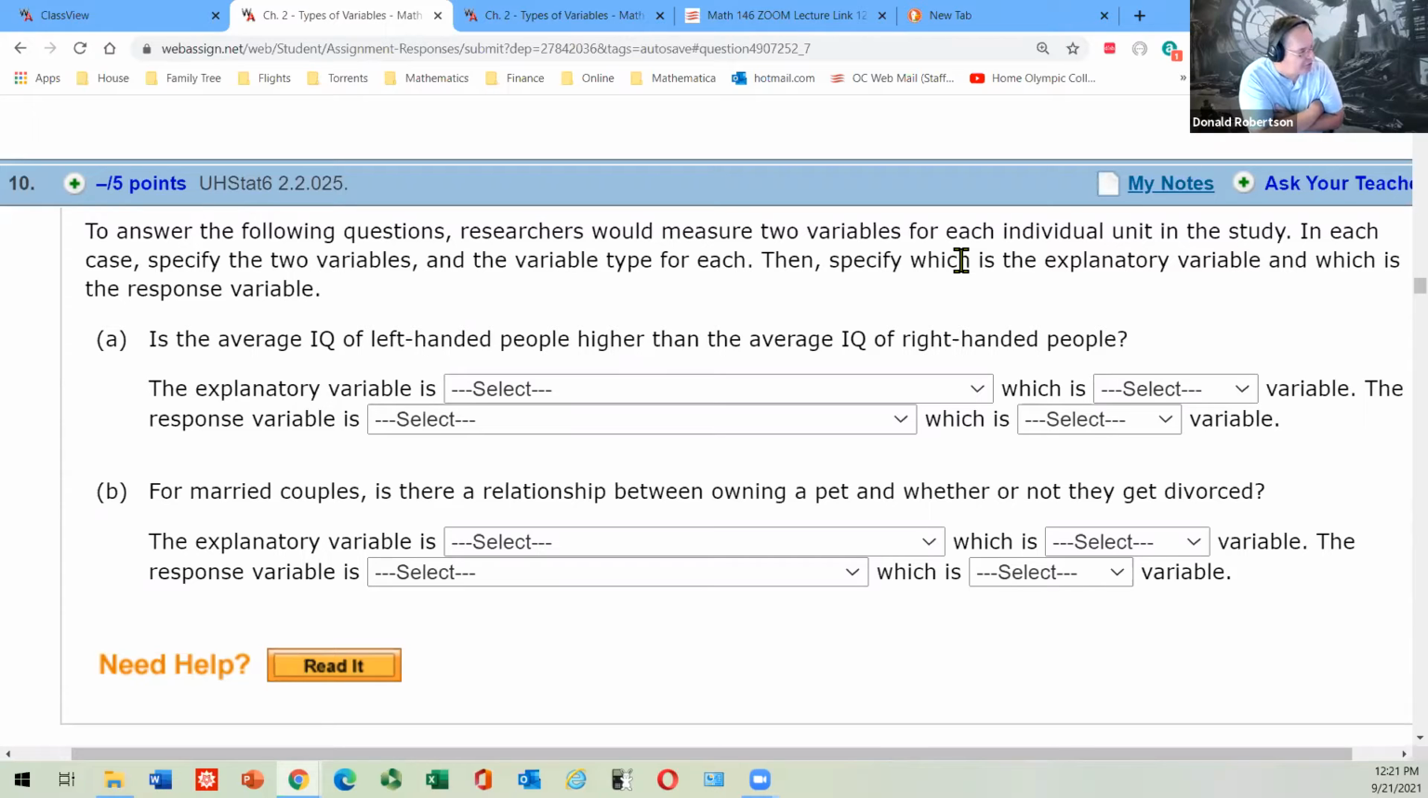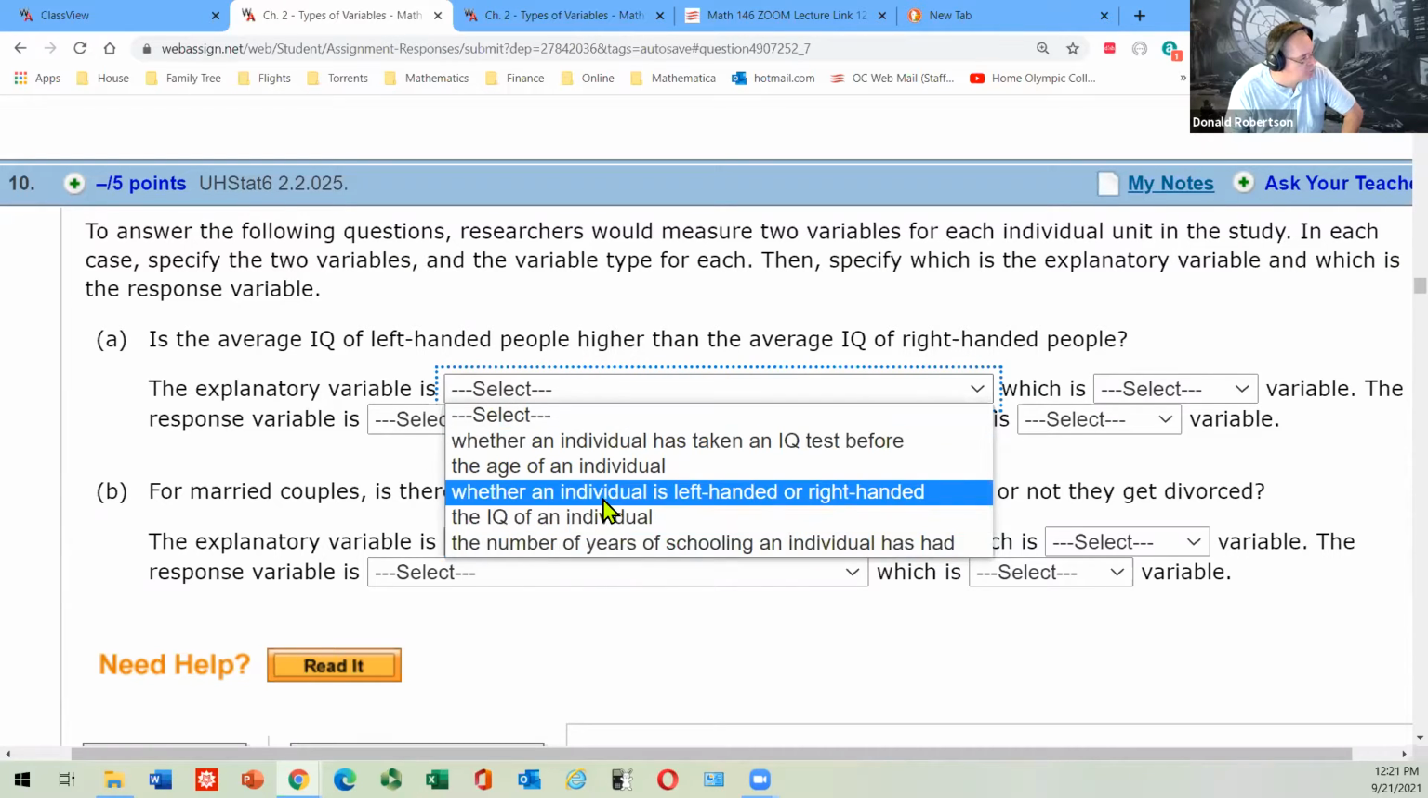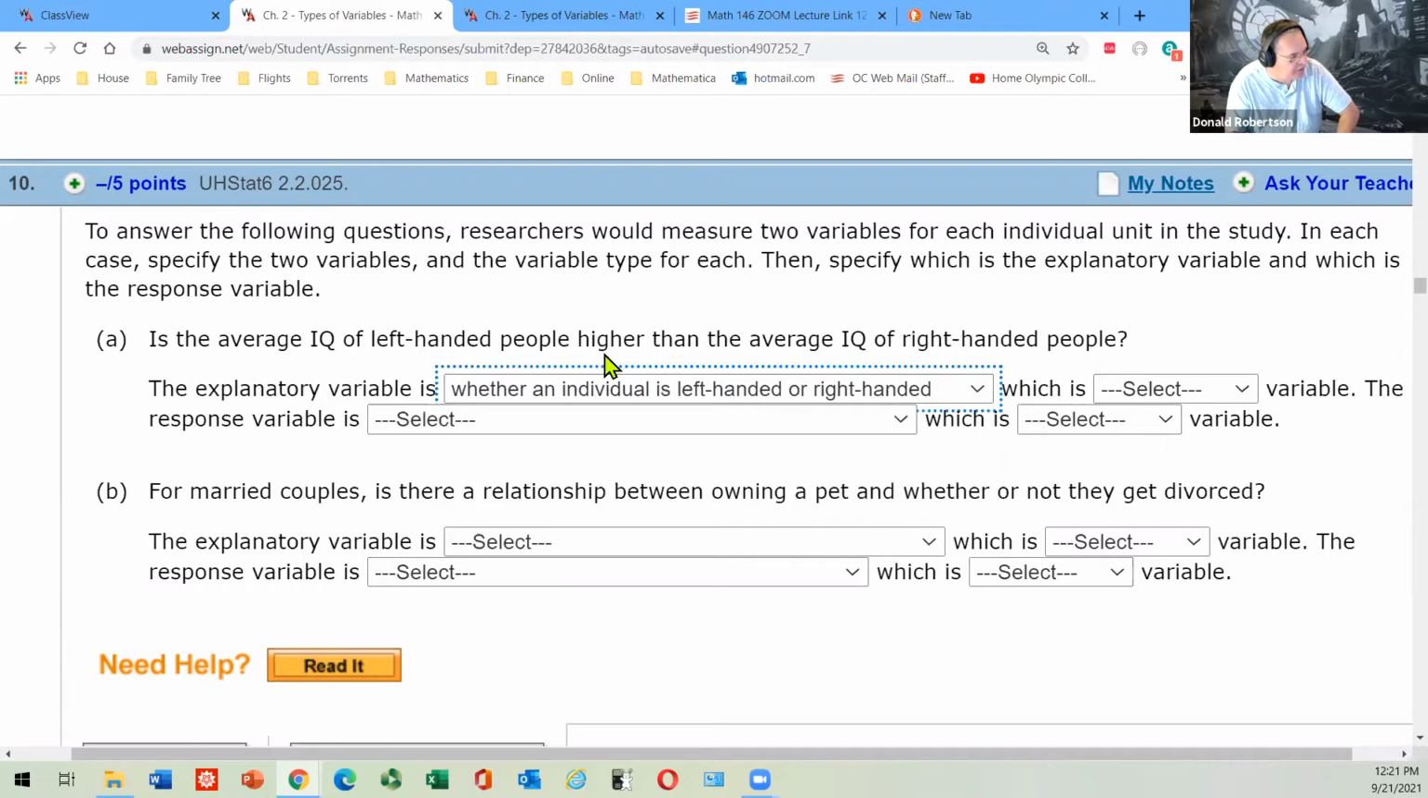Is the average IQ of left-handed people higher than the average IQ of right-handed people? So the way I'm seeing that is that you're going to get a whole load of people and they're going to be right and left-handed people and you're going to check their IQs. So to me, left and right-handedness is who you're asking and the IQ score is what you're getting from them, right? The answer. So when I see it that way, the explanatory variable is going to be whether they're left or right-handed.